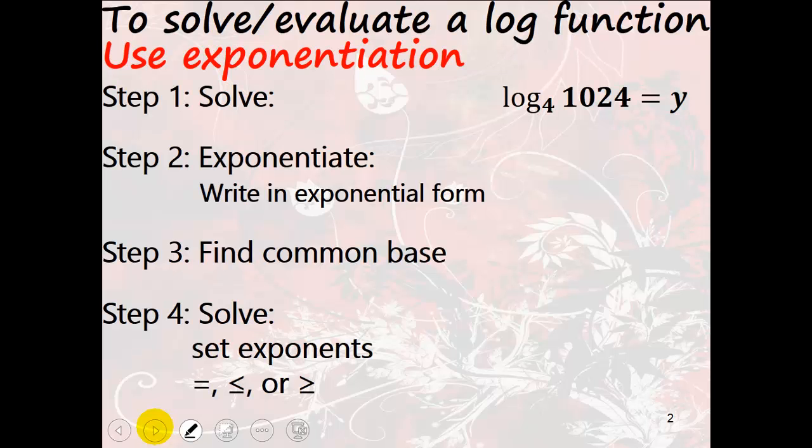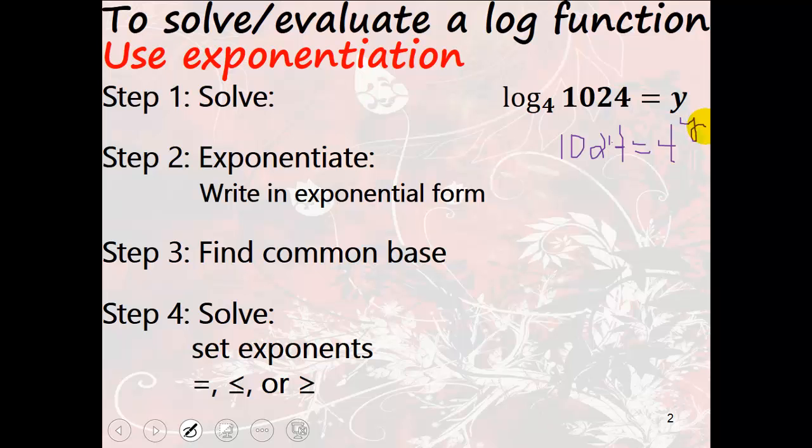If we wanted to solve log base 4 of 1,024, we would set it equal to y, and then we would exponentiate. Now, I might be writing this in a little different way. This will help you move forward. So what we're going to do is take the input, 1,024, is equal to my base 4 raised to the y power. Okay? And now we're in exponential form.